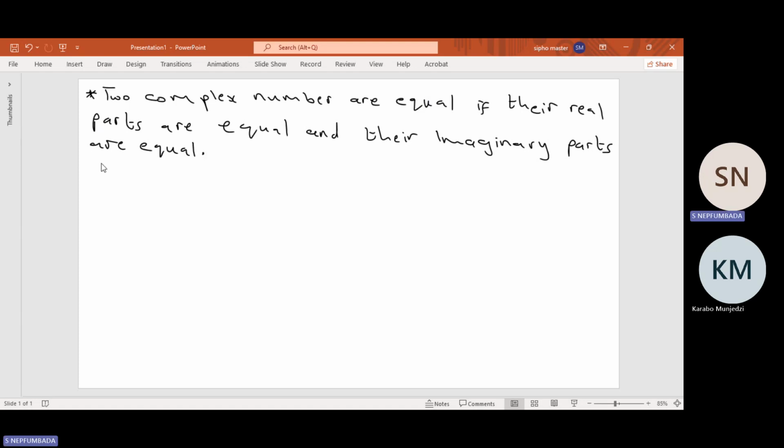Are we good? So, as an example, if we say a plus ib is equal to c plus id, this simply means that a is equal to c and b is equal to d. Did you get it?